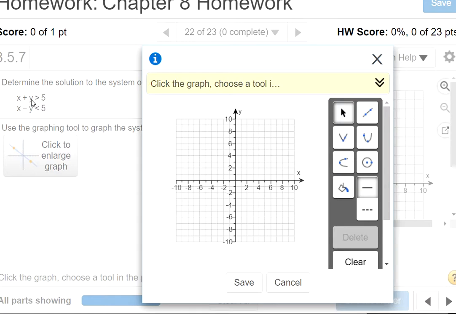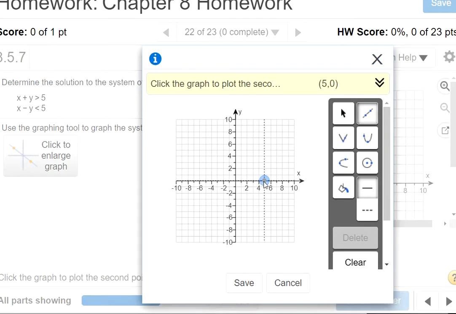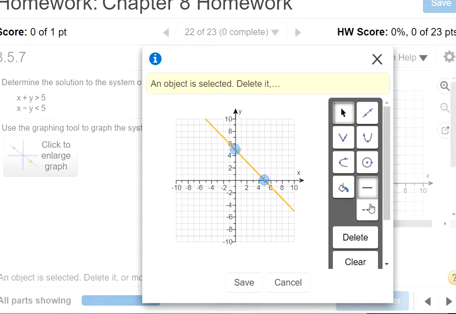Like if you plug in a 0 for y, you can cover it up with your finger, and we get x equals 5 on the x-axis. And then if we cover up x, if we put a 0 in for x, then we get y equals 5. So I'm going to put a dot at y equals 5. And that's it. That's our line.